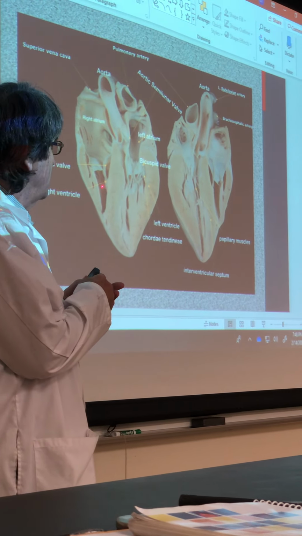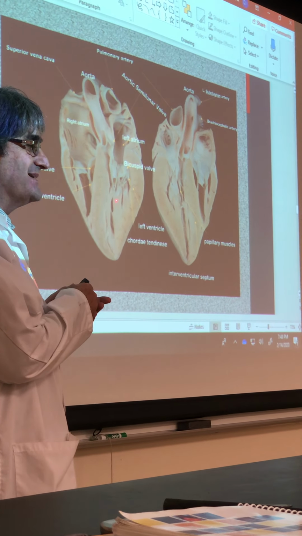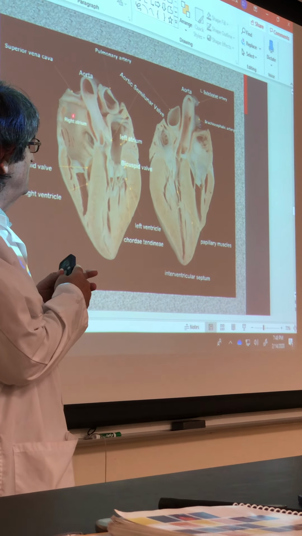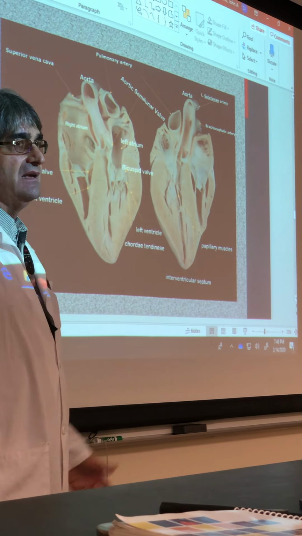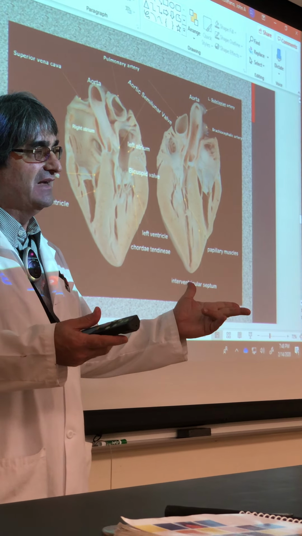What chamber is that? Right ventricle, because that's the thin wall. What chamber is that? Left ventricle. What chamber is that? Left atrium. What chamber is that? Right atrium. You got the chambers? You got that figured out? Any questions? Everybody's good? Excellent.